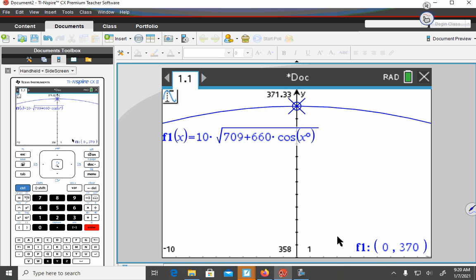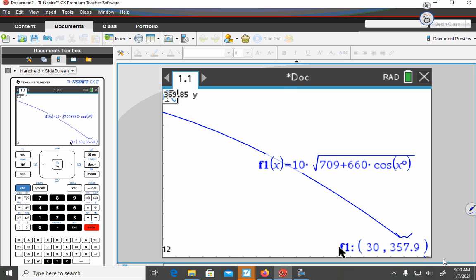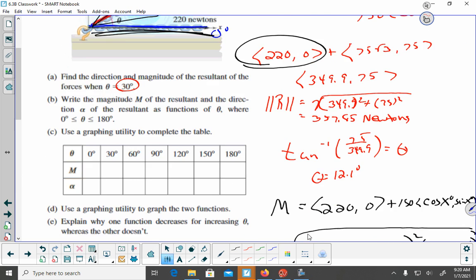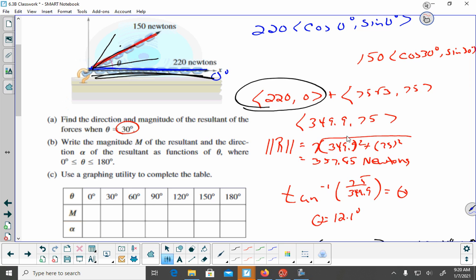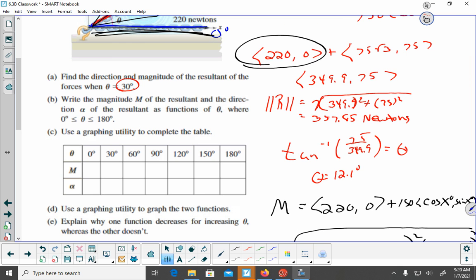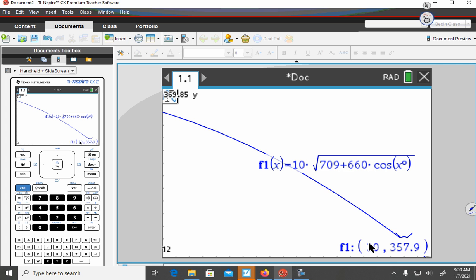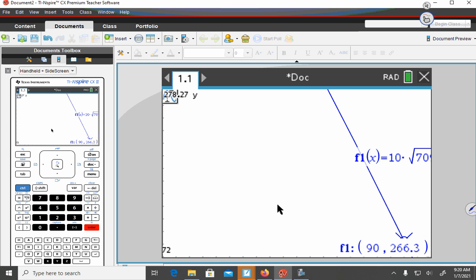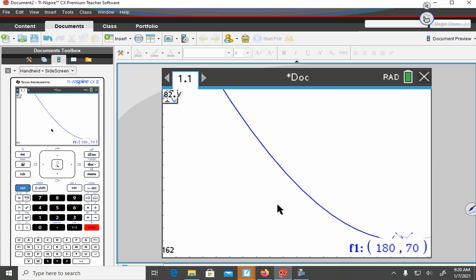Then I'm going to keep on completing. The next one I want is 30 degrees. So I get the 357.9, and that's a great check, because we did that already. Did we not? We did. We got 349, and this gave me 357. Then I'm going to keep on going through the rest of the table, 60 degrees, 322, 90 degrees, and keep on filling in my table. Everyone good? Everyone's good. All right.